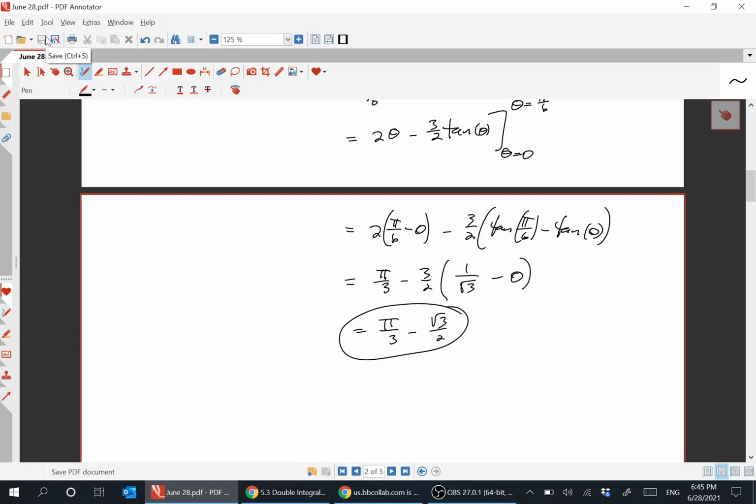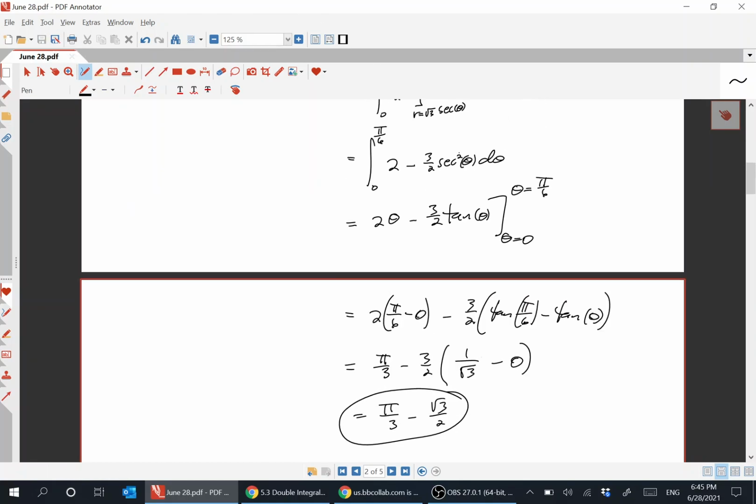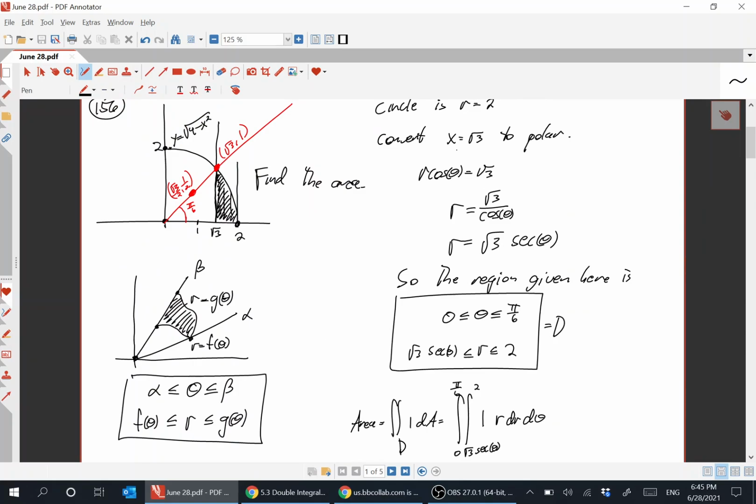There are other ways to figure the area of that region, I think. Maybe that's the best way to do it.